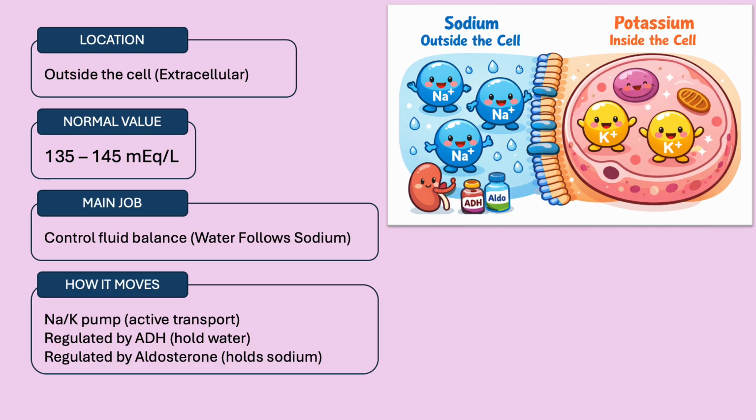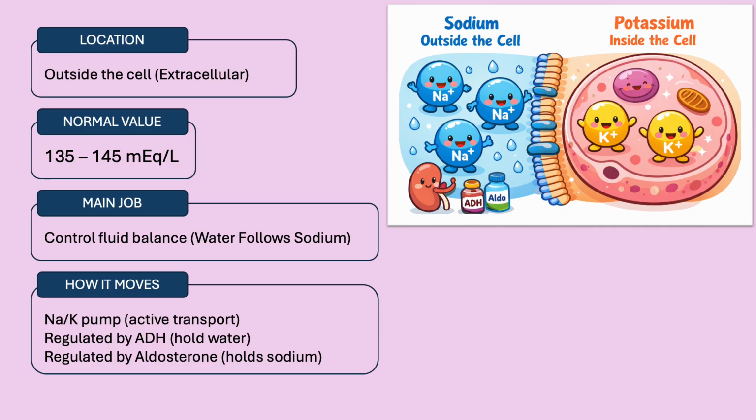Now, here's why sodium matters so much. It directly affects fluid balance, which means that it affects cell size, and that is especially important because it affects cell size in the brain. Sodium moves through the body using the sodium-potassium pump, as shown in the picture here. The membrane in between these cells helps regulate where sodium and potassium go. This is a form of active transport.